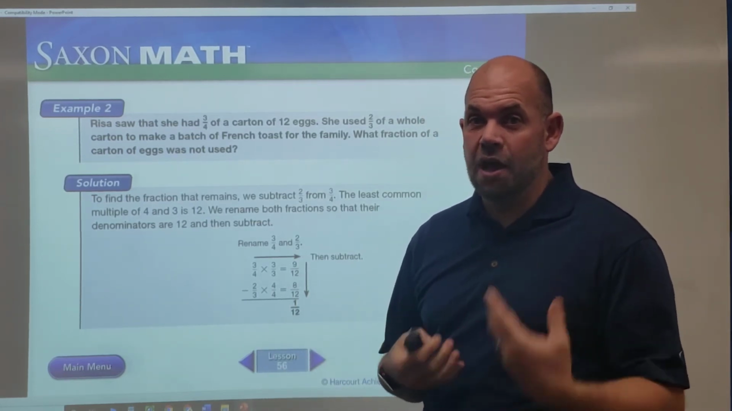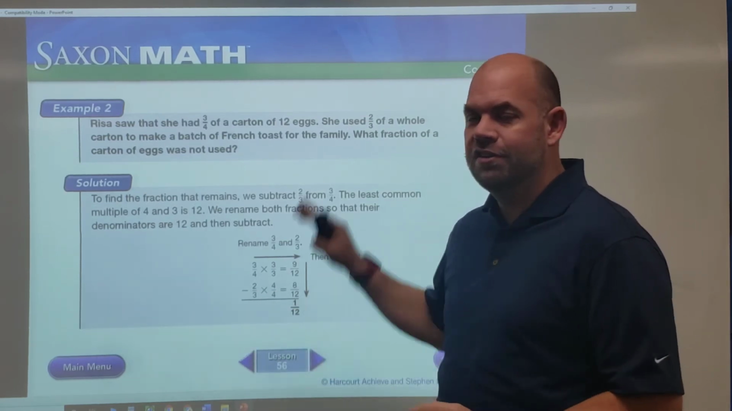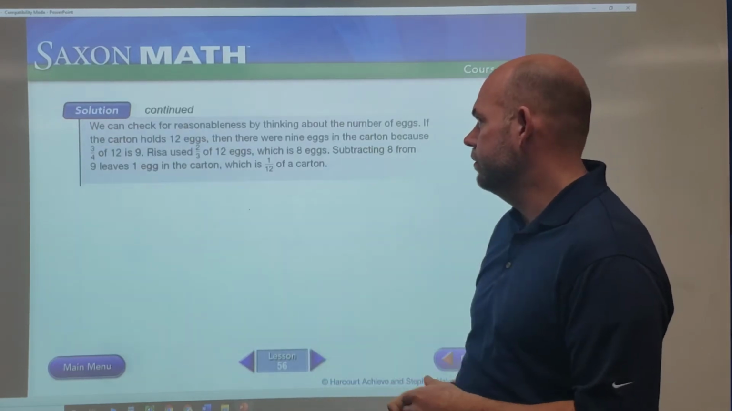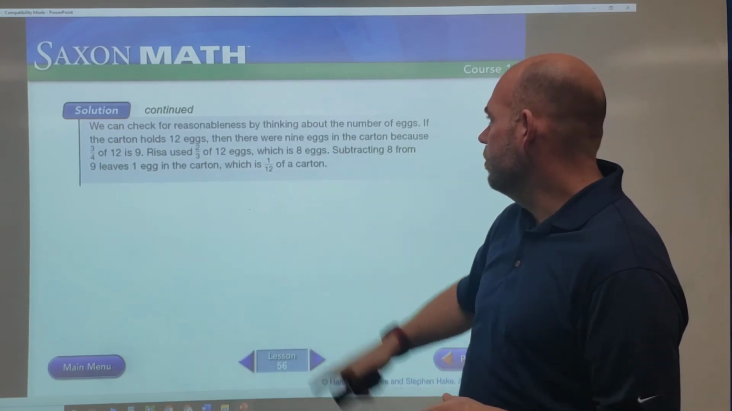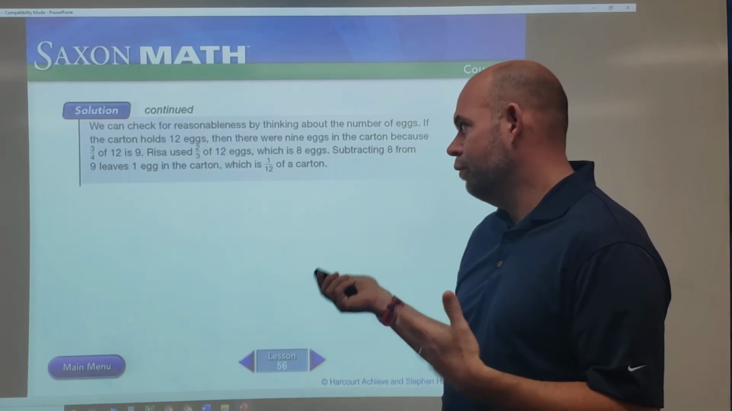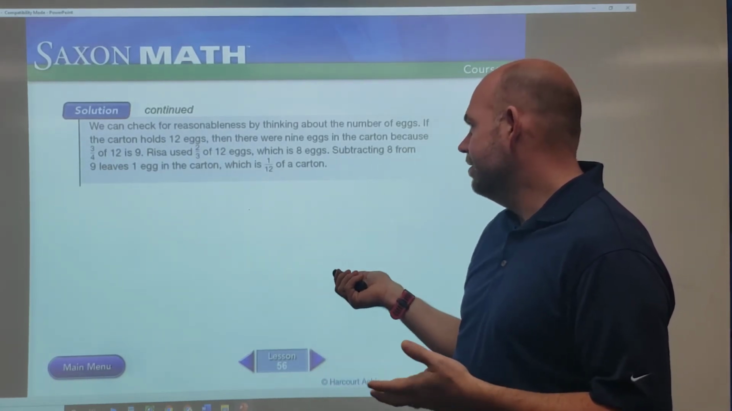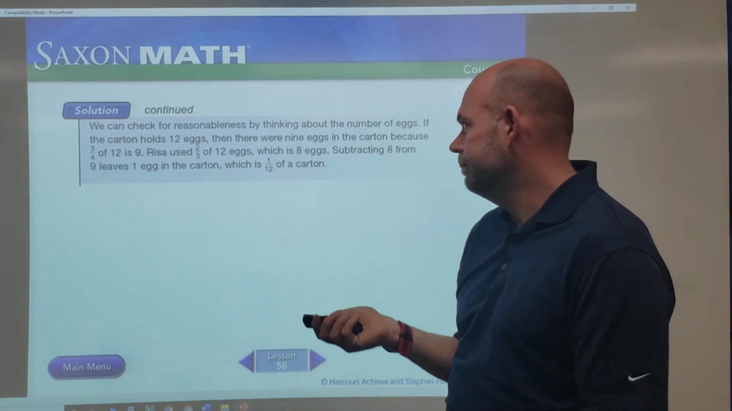Being able to find a common denominator. We do change fractions all the time in the real world. So I just don't love the word problems they use for this. We can check our reasonableness by thinking about the eggs. We did that already. 3/4 of 12 is 9. And then 2/3 is 8. We subtract 8 from 9, and that's 1.